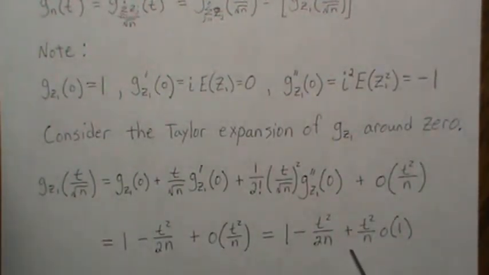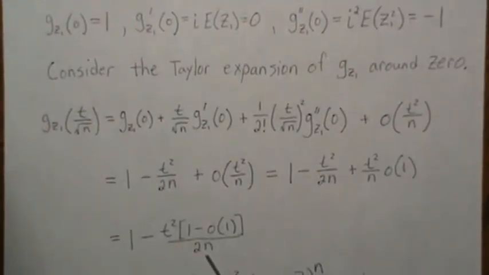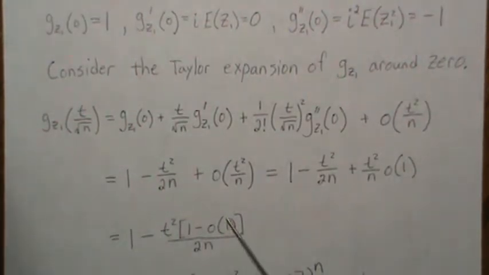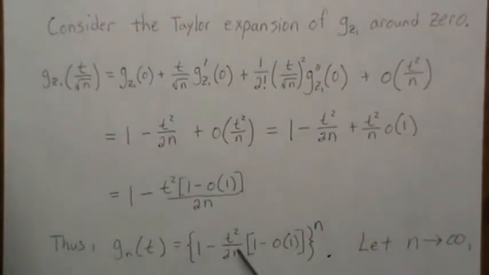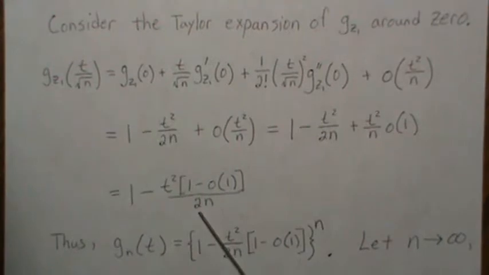I like it like this because we can factor out a t squared over n on this term here, and that's what we do. Now that makes it a constant in front of this, but you can put that into this term and it's still a little o of 1. Okay, so that's our moment generating function.